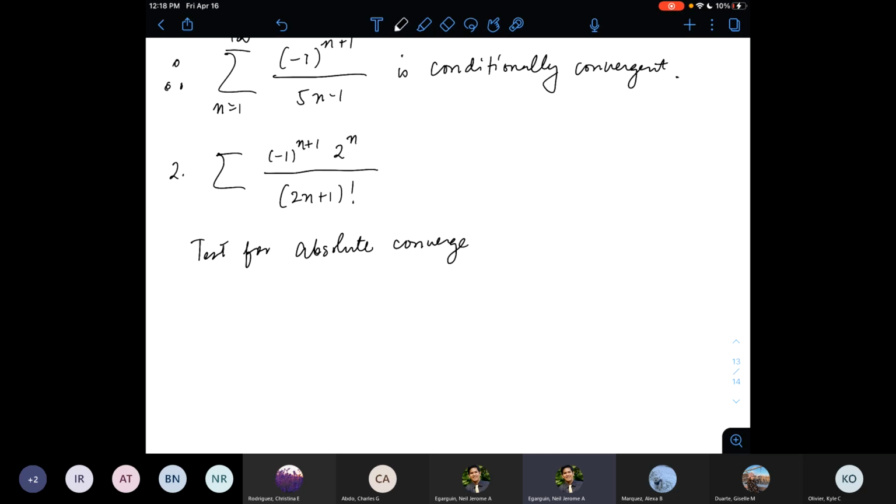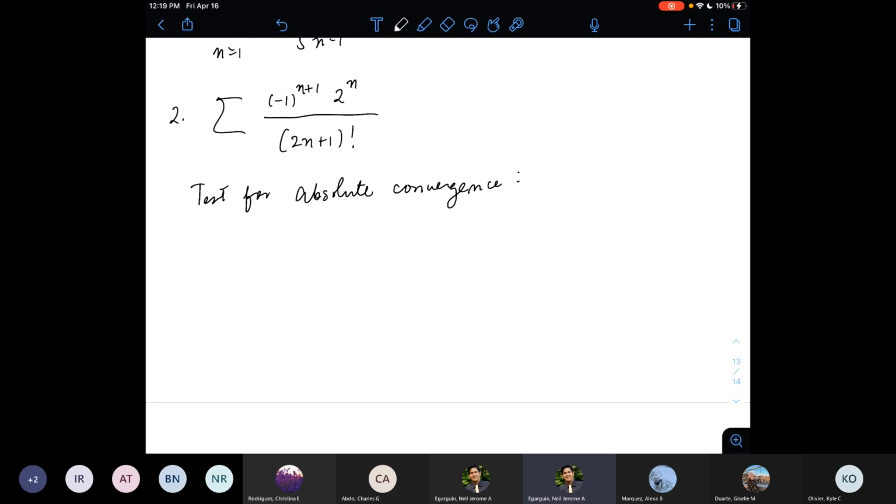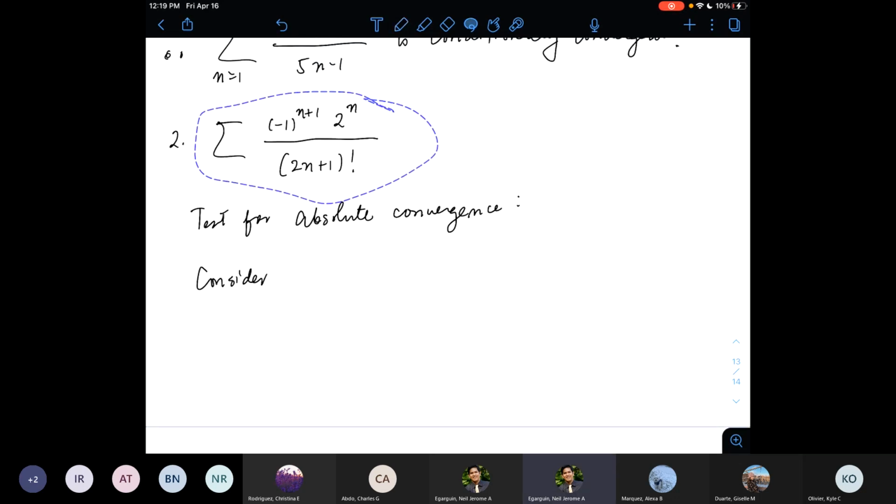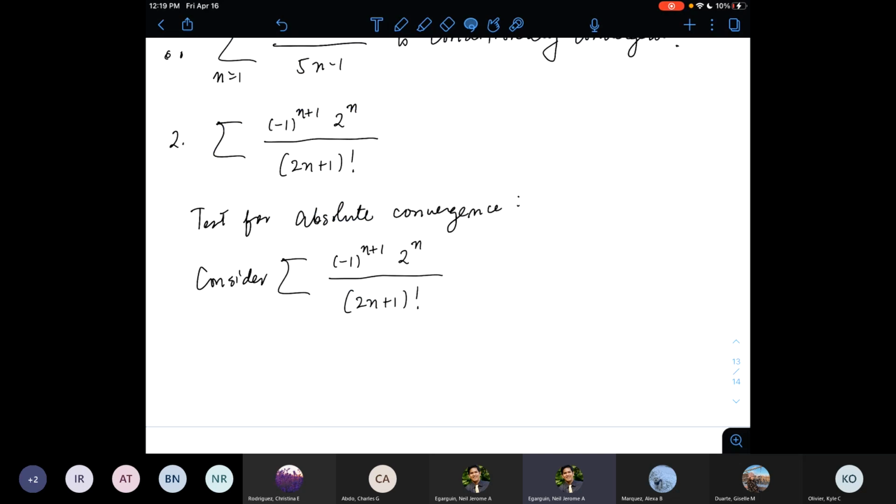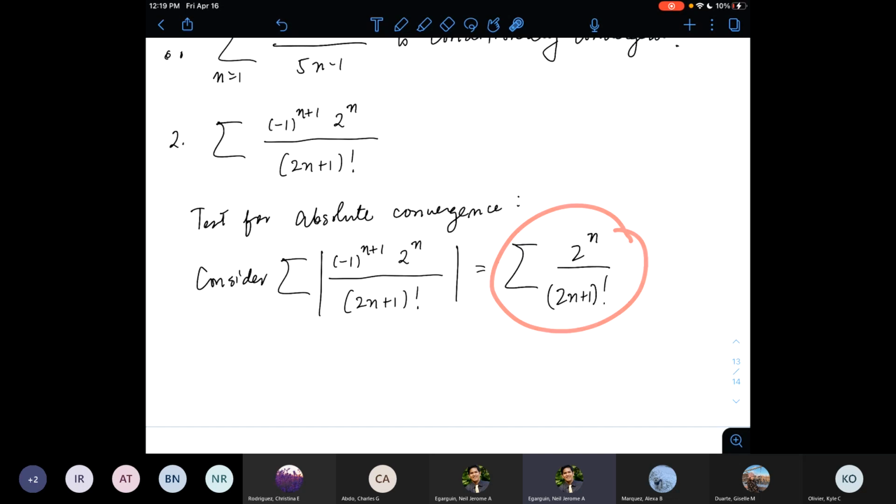So no other questions asked. So let's try testing for absolute convergence right away. So for that, we consider the sum of the absolute values. So we'll consider this guy, but everything put inside absolute value bars. But this is just 2 to the power n over 2n plus 1 factorial. All right. If this is convergent, then we're done. We have shown absolute convergence. If this happens to be divergent, then we need to do another test. See if the alternating series will converge, because there's a chance that this is conditionally convergent, right?